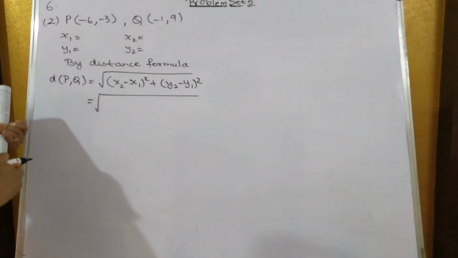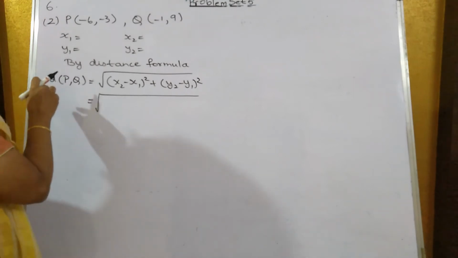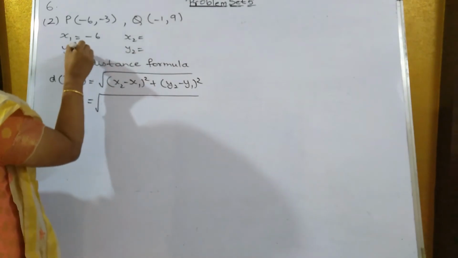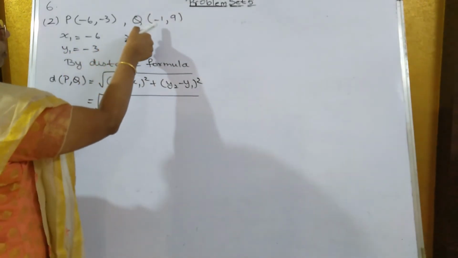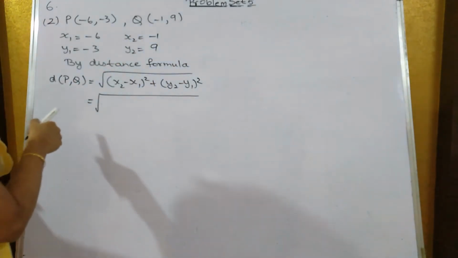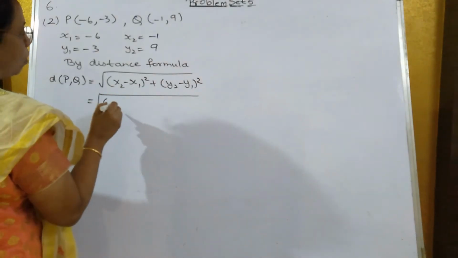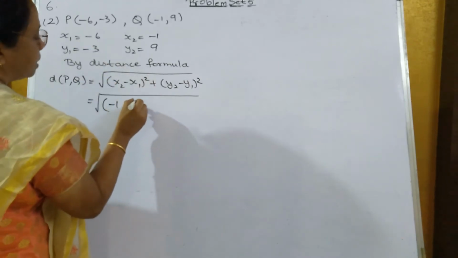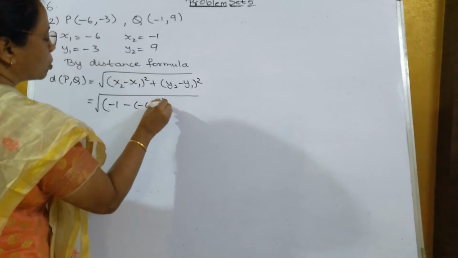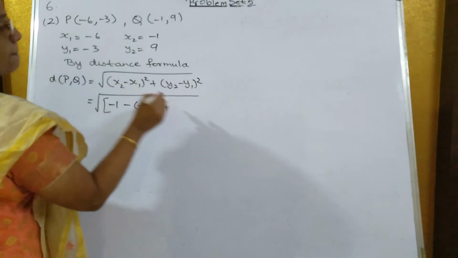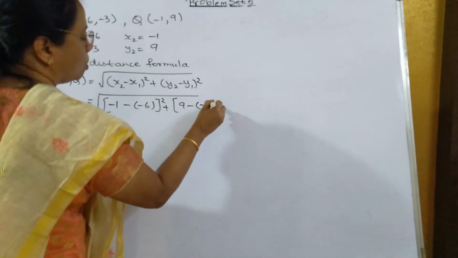Now second sum, we have to find out the distance PQ. They have given coordinates of P as (-6, -3). So x1 is -6 and y1 is -3, and coordinates of Q is (-1, 9). So x2 is -1 and y2 is 9. So by the distance formula, (x2 minus x1) the whole square, what will it be? x2, that is -1, minus (-6) the whole square, plus y2, which is 9, minus (-3) the whole square.